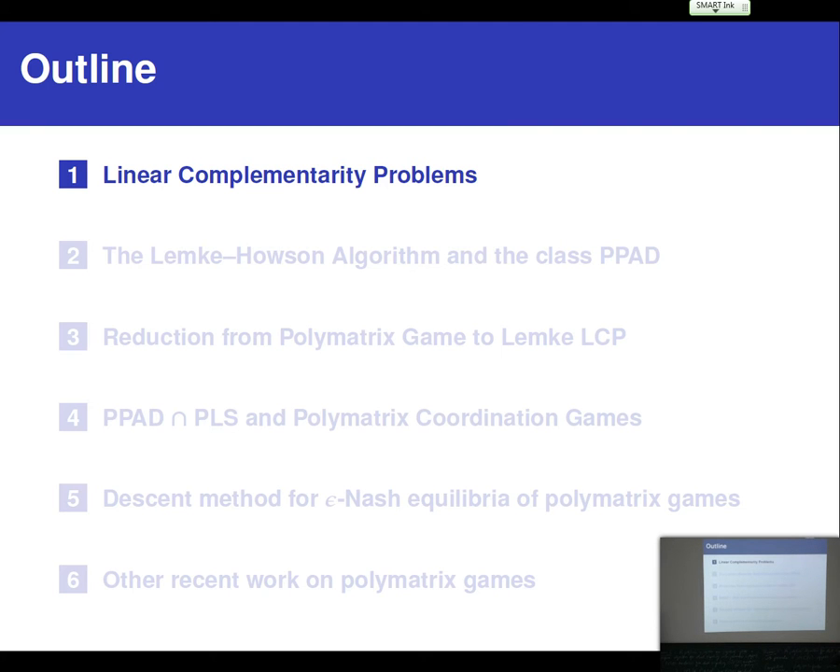And then I'll talk about some of these Polymatrix games that lie in the intersection of PPAD and PLS. So I'll introduce PLS. Then we'll talk about this descent method that I mentioned for approximate equilibria. Everything before that will have been about exact equilibria. And then I'll talk about some other recent work, including Guido's work, which he's about to present after the break, due to some nice scheduling.